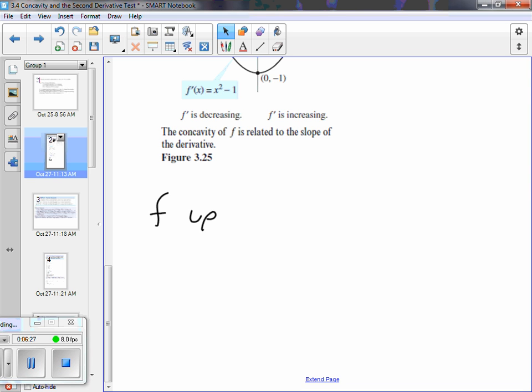F being concave up, that's an if and only if symbol, goes with f prime increasing. F prime increasing goes with its derivative being positive. Those three things always go together. If I tell you the second derivative is positive, you should be able to tell me, oh, that means the first derivative is increasing, and then by definition, that means the function is concave up.